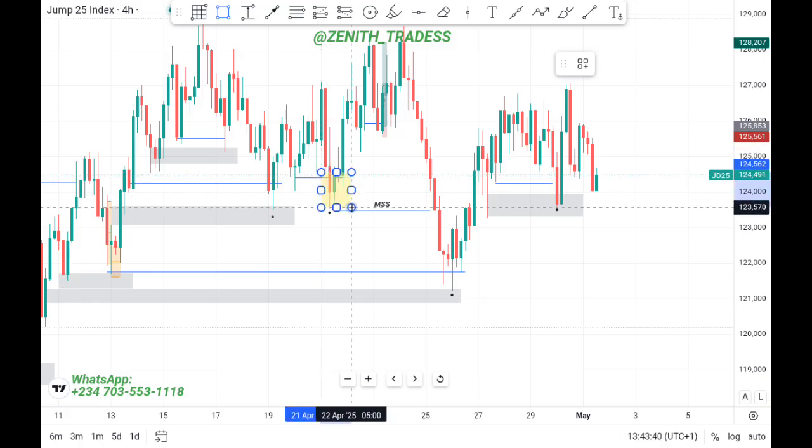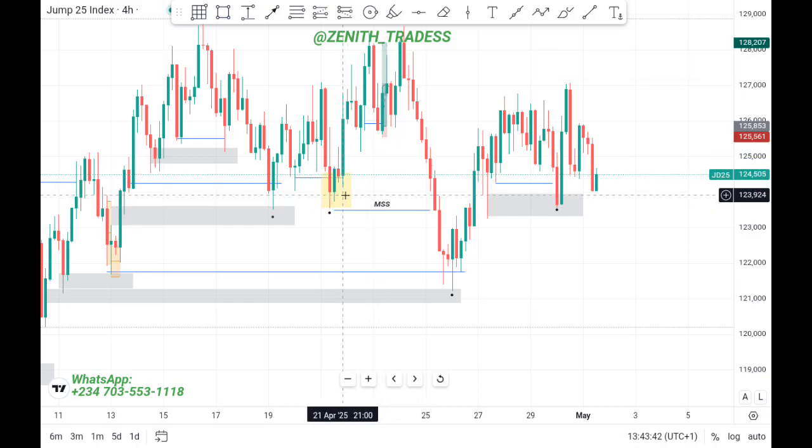The moment this 4H candle closes, this green candle closes, then we should expect a retracement to tap on which block. Okay, let's go to M15 and find out which block was respected and which block was invalidated and how it got respected. Let's go back to M15.